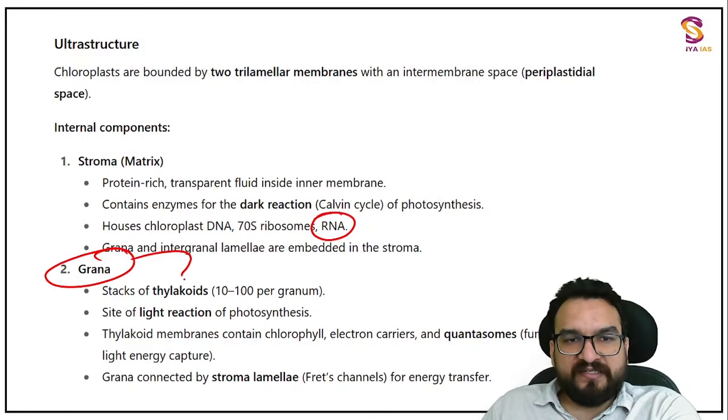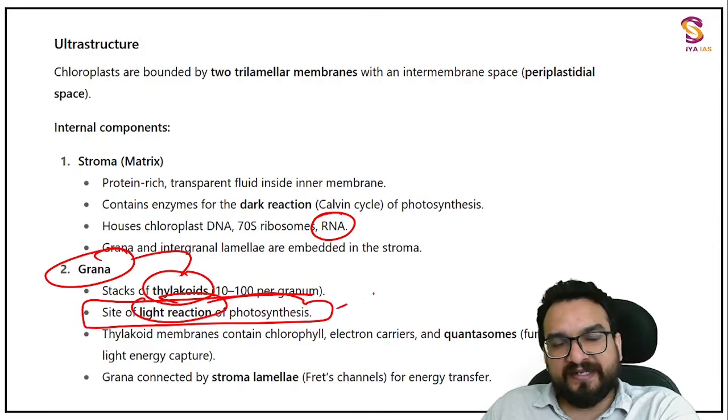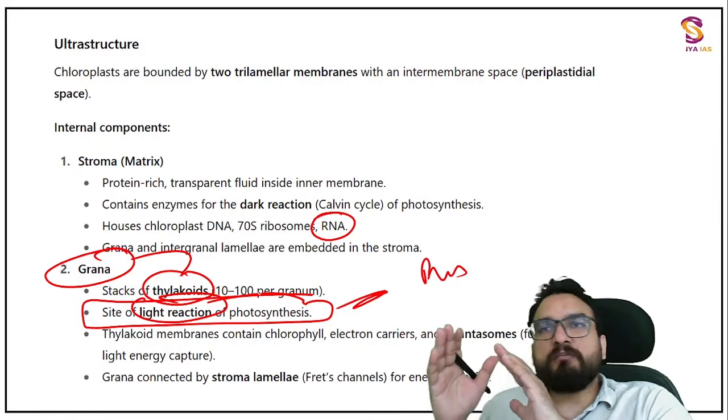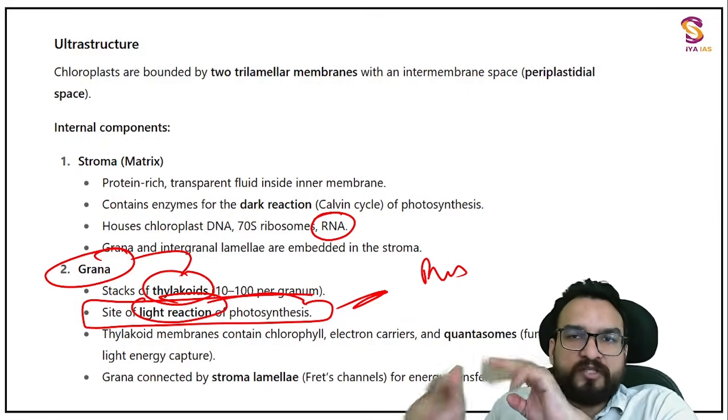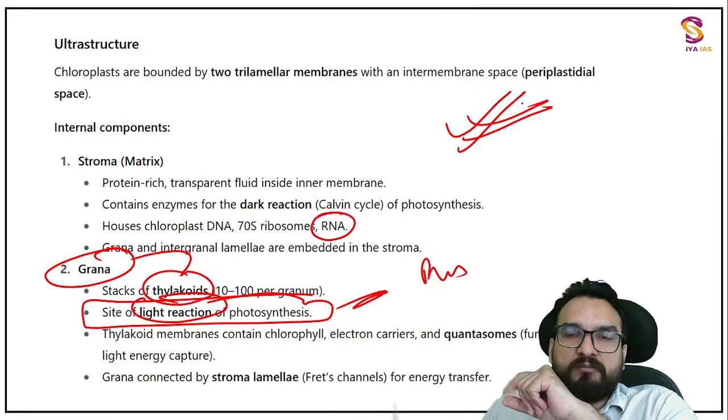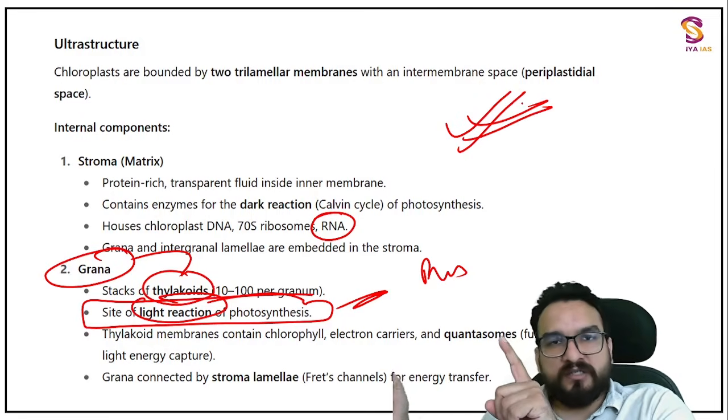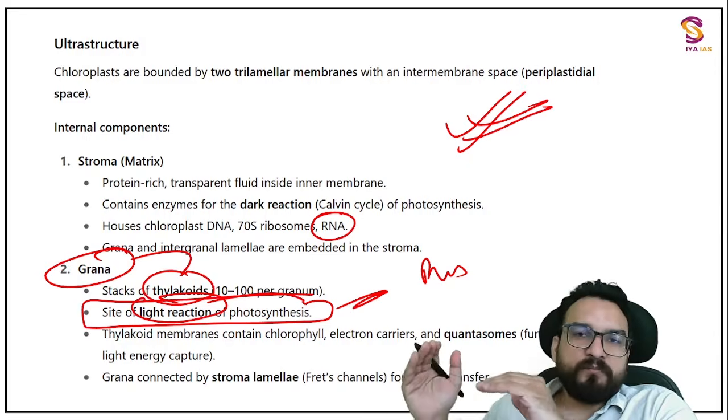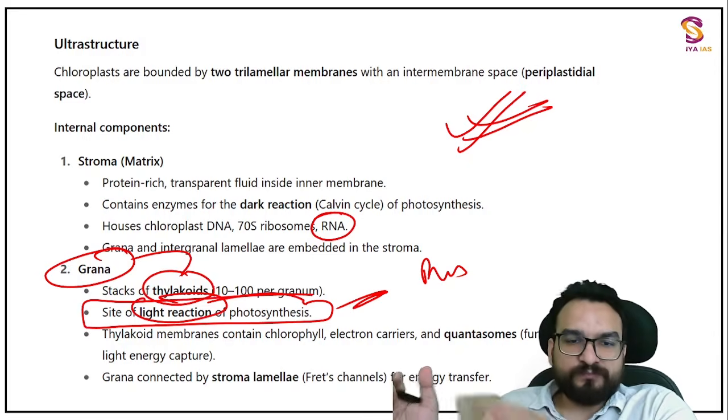In grana it is a stack of thylakoid. Light reaction happens over here, and this you will be understanding in greater detail in photosynthesis. That means when I will be doing unit number 4, when we will be completing 3 units, you have to watch these lectures again. This lecture has the most connection with the other units. Rest of the lectures will not have that many connections.